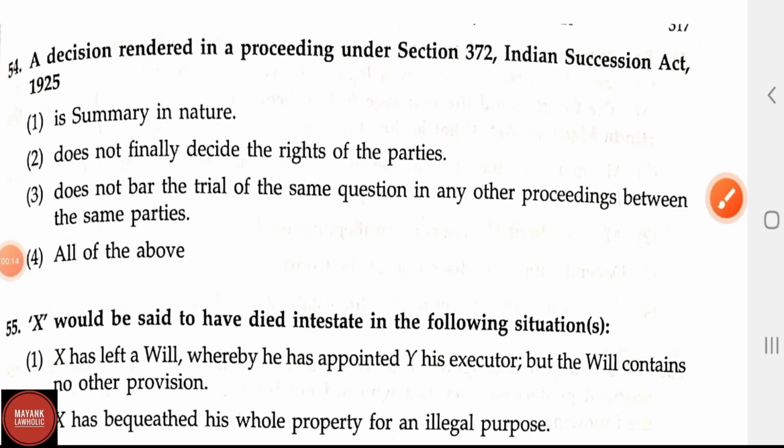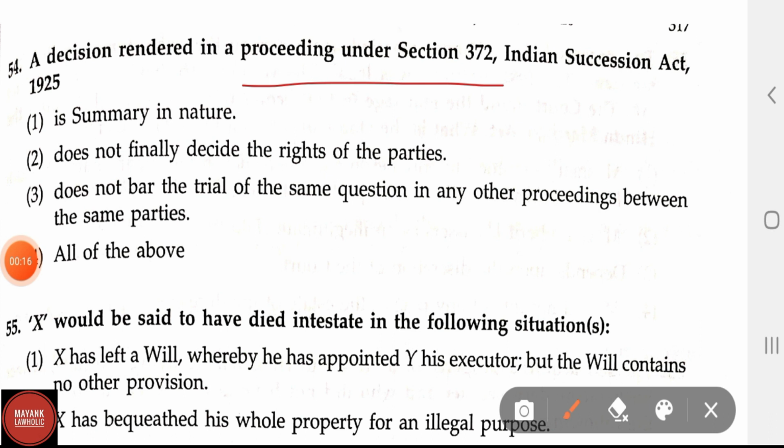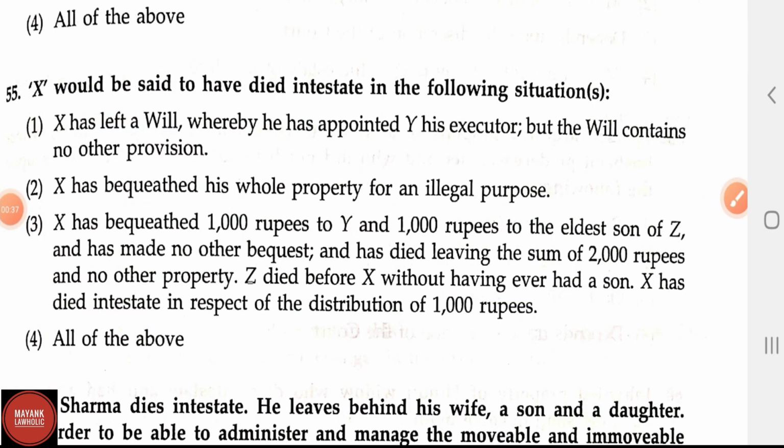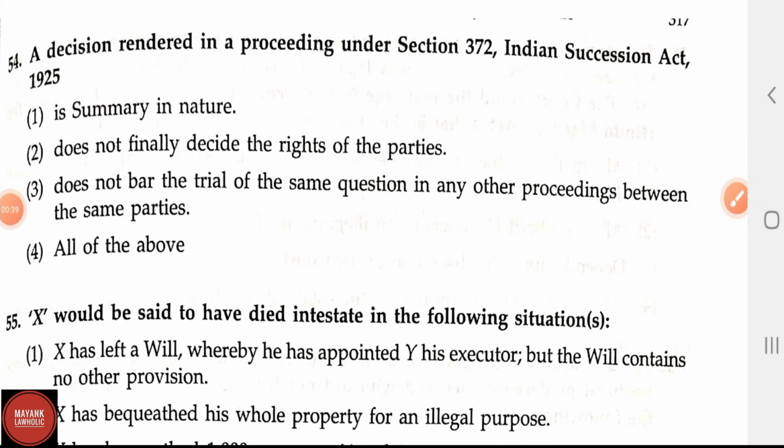A decision rendered in a proceeding under Section 372 of the Indian Succession Act 1925. Option 1, is summary in nature. Option 2, does not finally decide the rights of the parties. Option 3, does not bar the trial of the same question in any other proceedings between the same parties. And option 4, all of the above. Here the correct answer is option 4, all of the above. Section 372 of the Indian Succession Act 1925 talks about application for certificate.